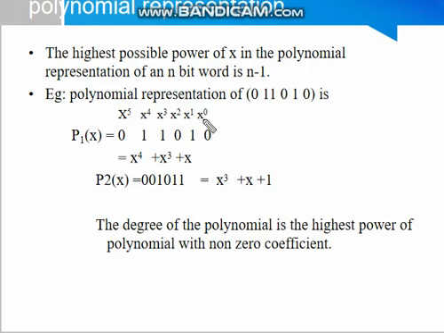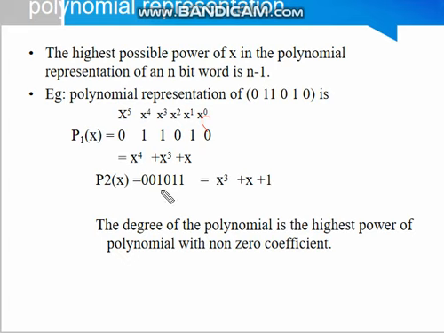So here you might apply 0 multiplied with x^0 plus 1 multiplied with x^1, 0 multiplied with x squared, 1 multiplied with x cubed, 1 multiplied with x to the power 4 and 0 multiplied with x to the power 5. So this gives the polynomial x^4 plus x^3 plus x. Similarly, P2(x) 0, 0, 1, 0, 1, 1 is equal to x^3 plus x plus 1.